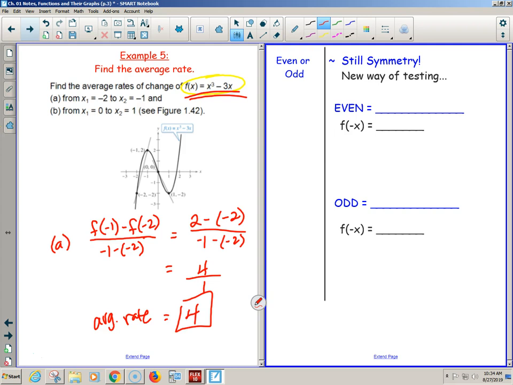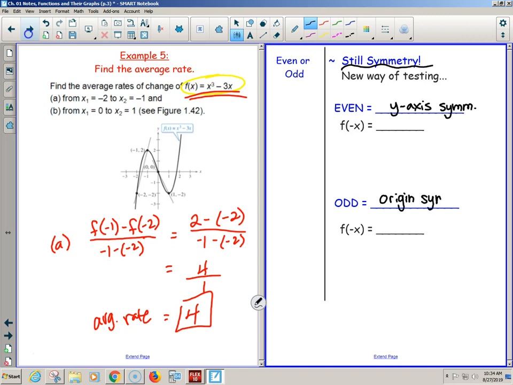Okay. The last page is something that we've seen before. I just want you guys to notice when you see even in homework, it means y-axis symmetry, which you might need to go back to where we first talked about symmetry with our test points. And when we talk about odd, it's going to be origin symmetry.